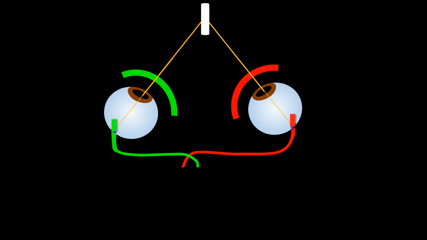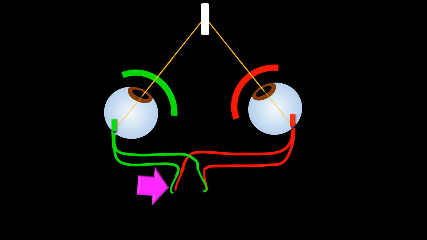Now I am only representing those fibers that from the nasal aspect of the fovea cross at the chiasm, and now I am representing those fibers from the temporal side of the fovea that do not cross. After the chiasm, the left temporal and right nasal fibers join, forming the left optic tract. The fibers from the right temporal and left nasal fibers also join, forming the right optic tract.